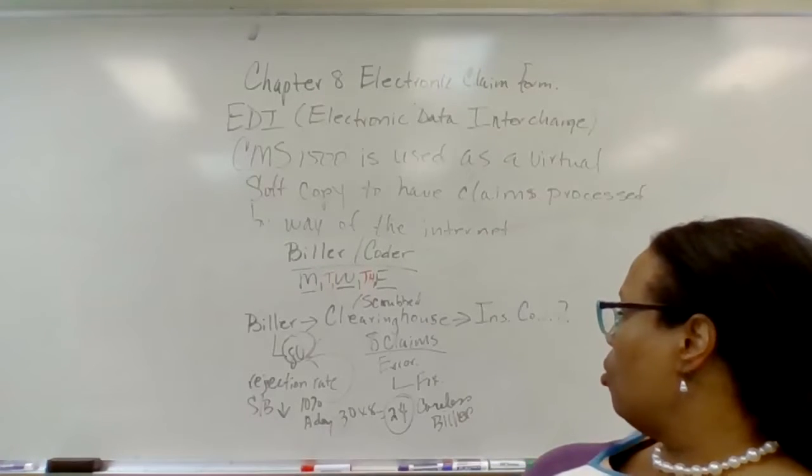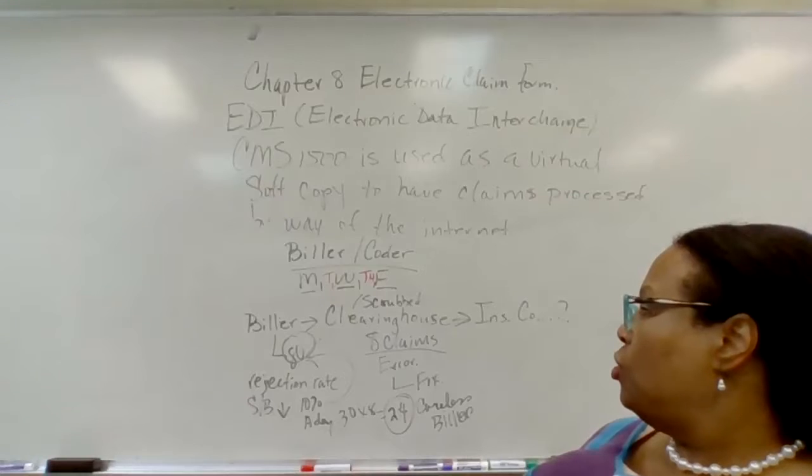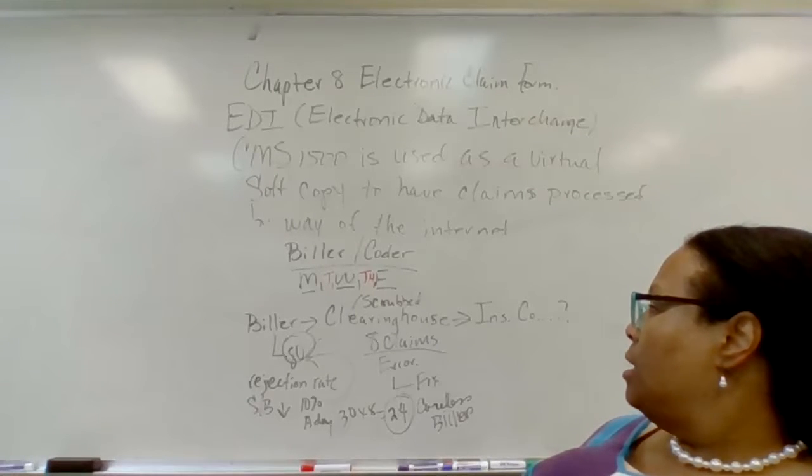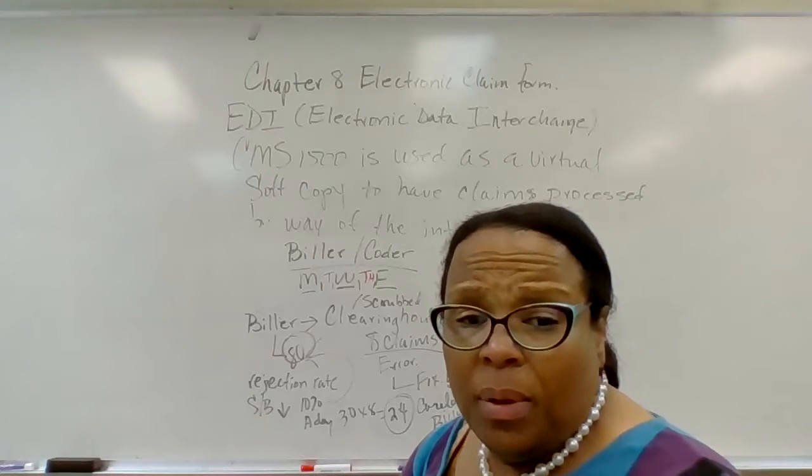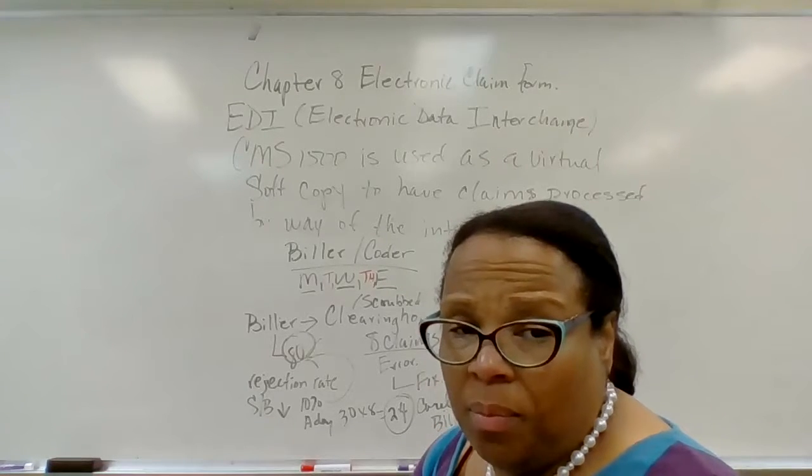So try to keep your rejection rate, if you're going to do billing and it's going to be sent through the clearinghouse, below 10%. If you can keep it below 5%, you're a fantastic biller.